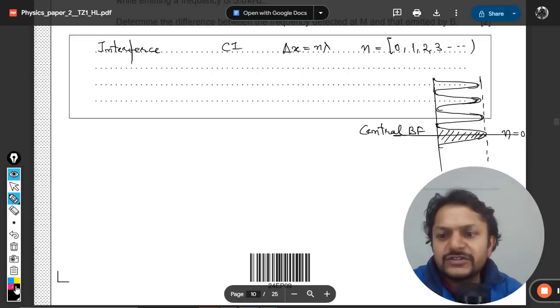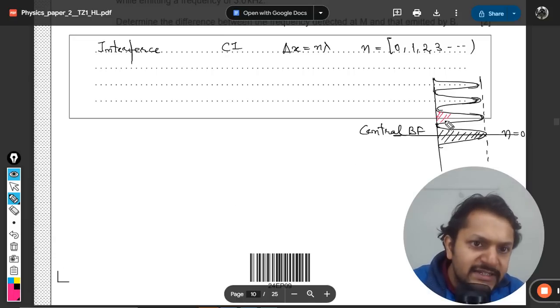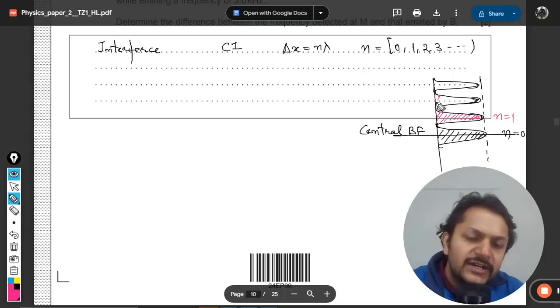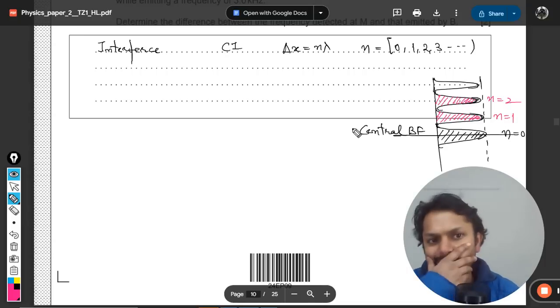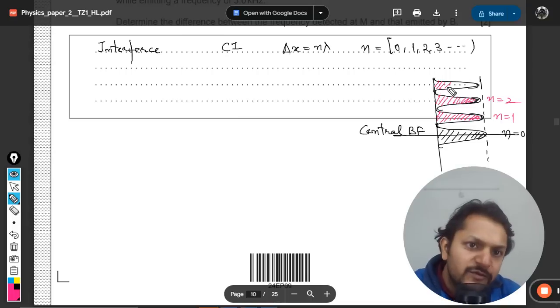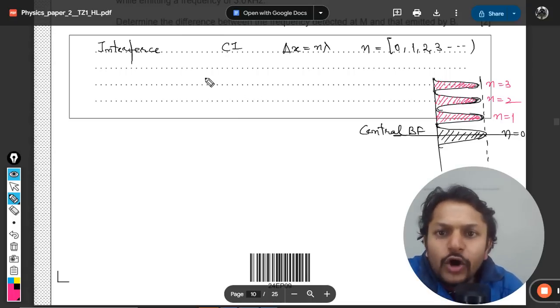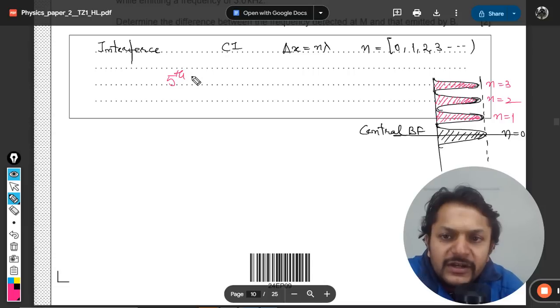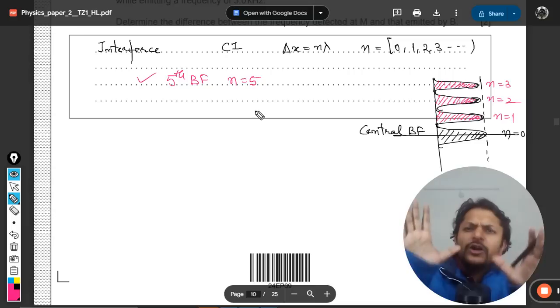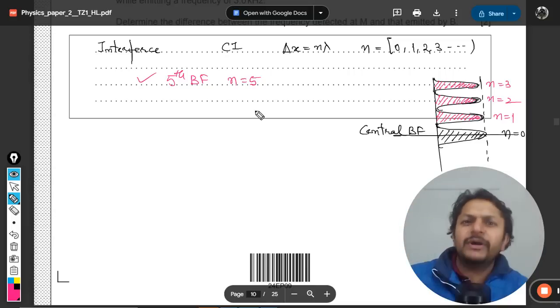This is the first bright fringe that I'm going to draw now. This is the first bright fringe. This one is the second bright fringe. Similarly, this one is the third bright fringe. So if I talk about the fifth bright fringe, you now know that n should be equal to 5. No confusion at all. There is no problem at all.